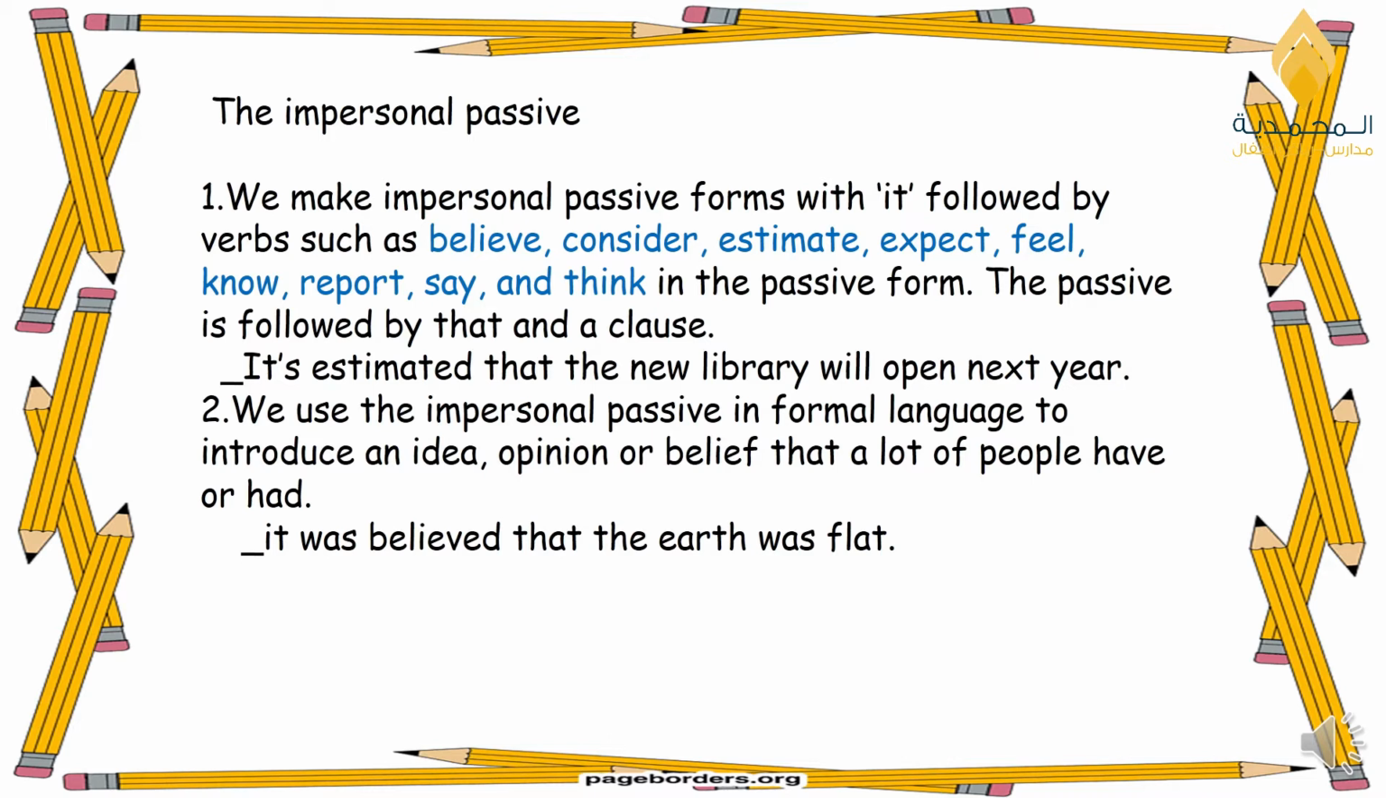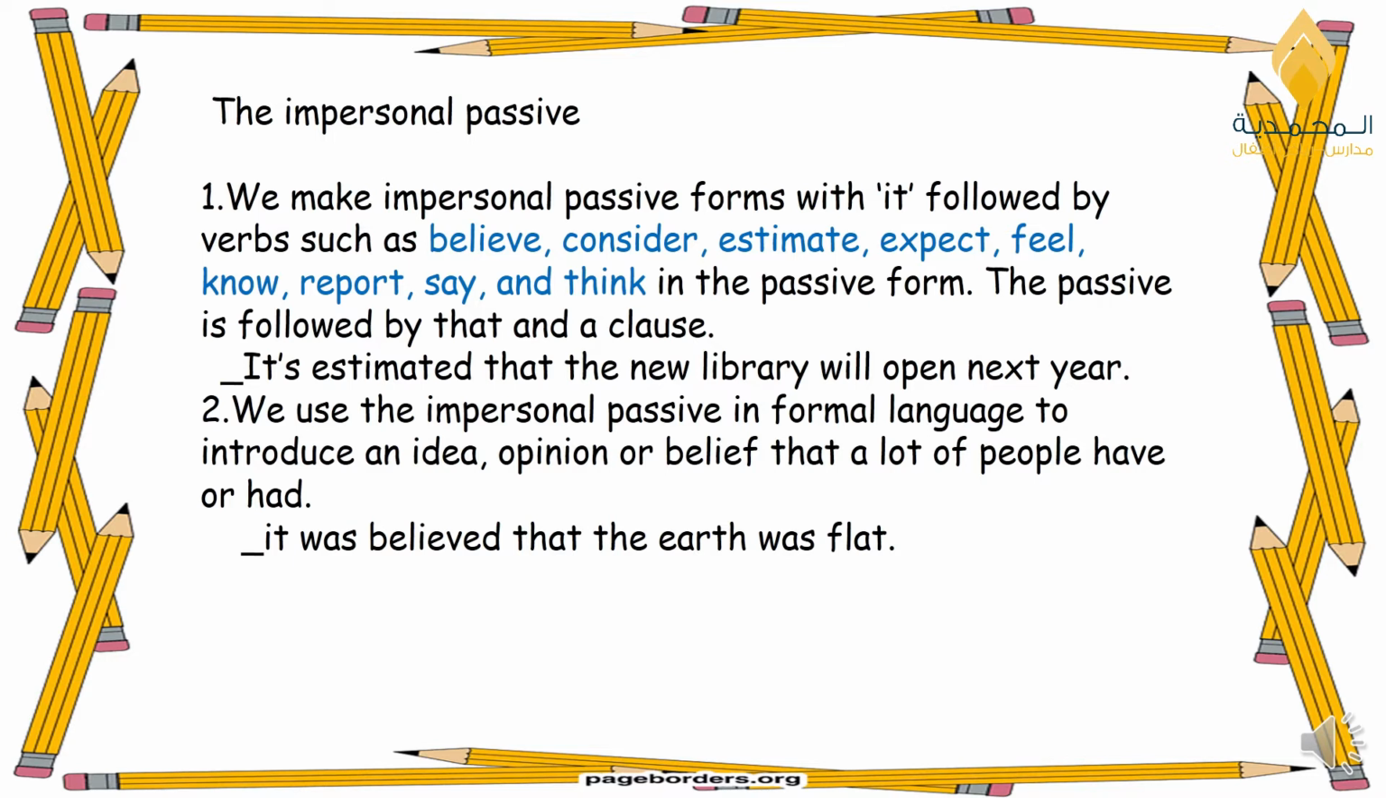In the passive form, the passive is followed by that and a clause. How is that? Let's look together at this example. It is, so here I started with it, okay, and then is estimated. So you can know that the sentence here is in the present simple. It is estimated, and then I use that. And after that, you have to put a clause, okay? It is estimated that the new library will open next year.